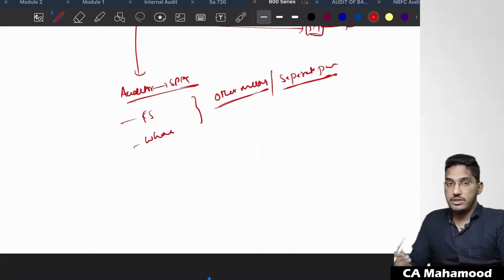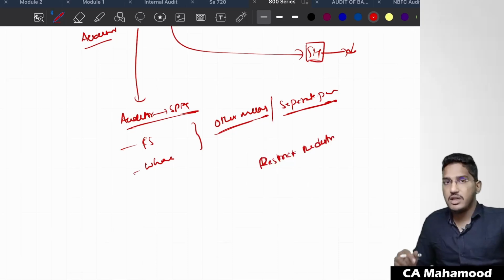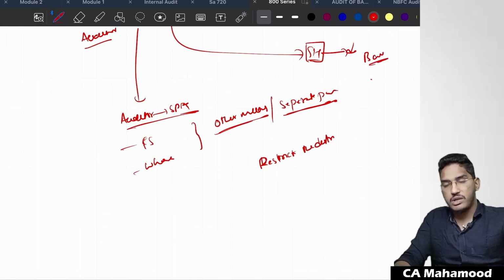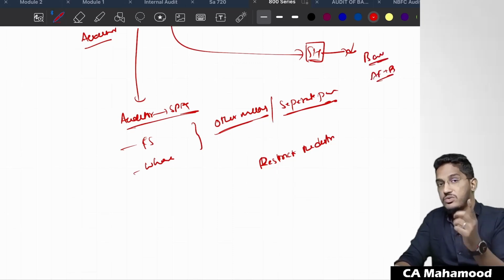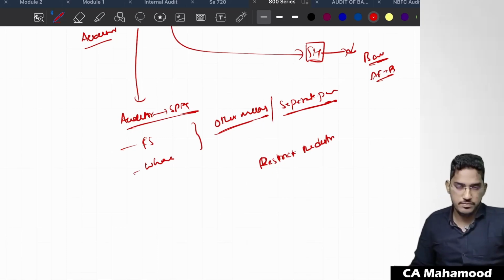And also, to the extent possible, as an auditor, you should take action to restrict the distribution of the auditor's report and financial statements. You should tell the management, sir, we are preparing this audit report and these financial statements only for the banker, so please make sure that you are not giving my audit report or these audited financial statements to anybody else. Restrict the distribution of the auditor's report to the extent possible. As an auditor, take some actions, educate the management.